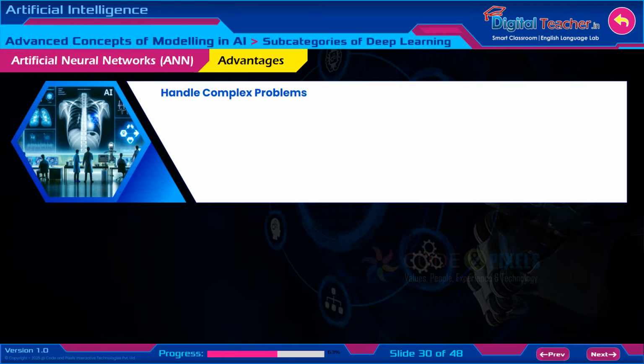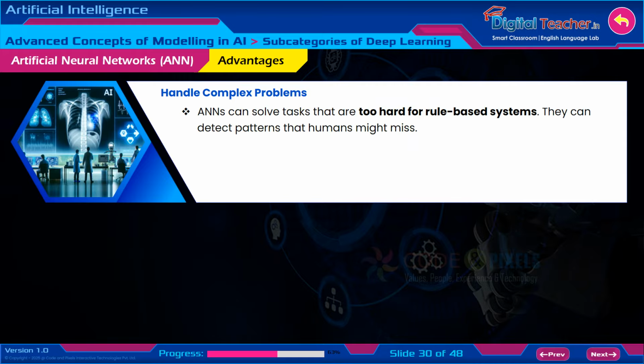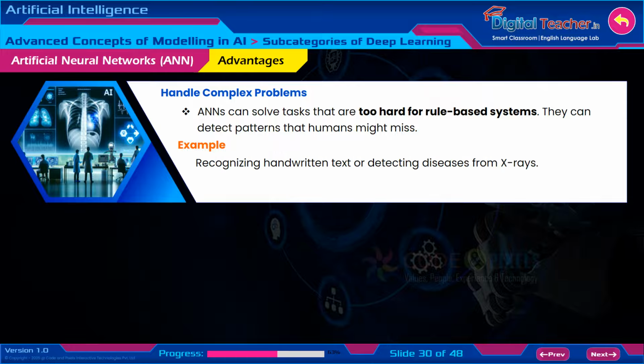Handle complex problems. Artificial neural networks can solve tasks that are too hard for rule-based systems. They can detect patterns that humans might miss. Example: recognizing handwritten text or detecting diseases from X-rays.